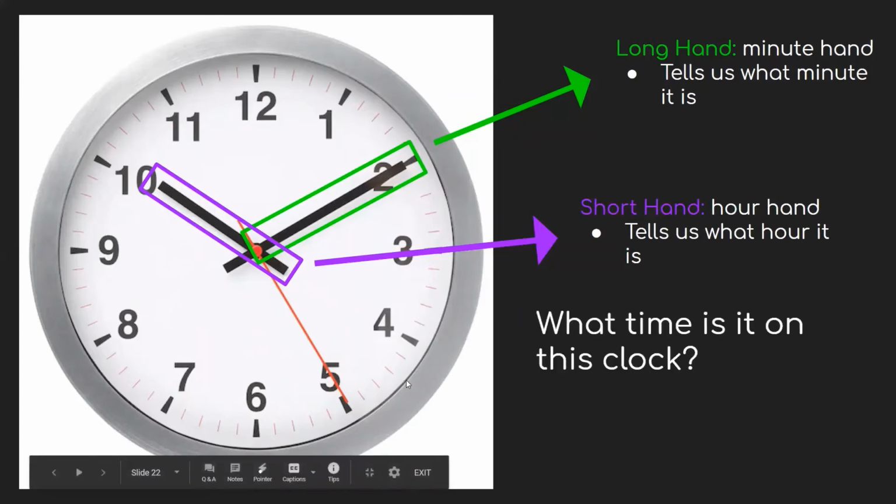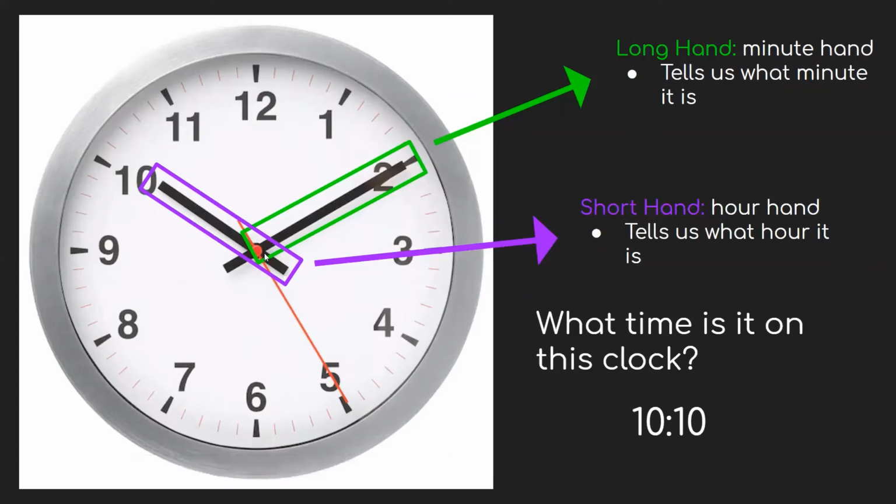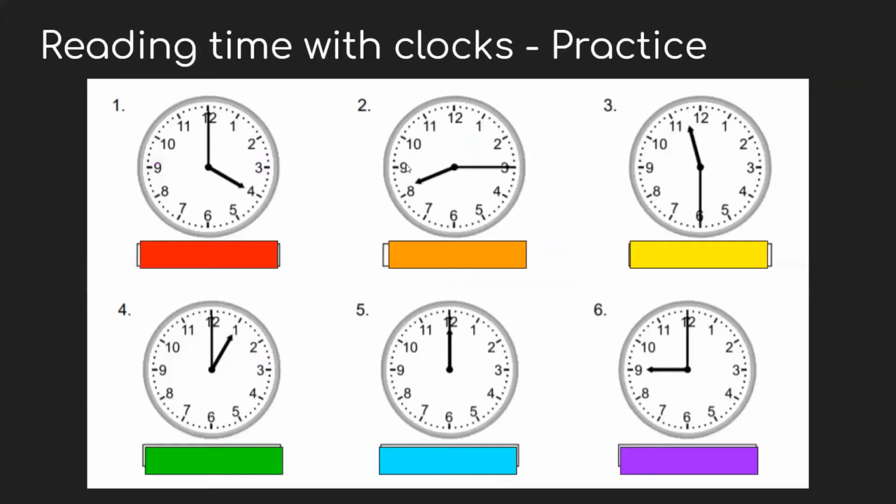So what time is it on this clock? It's 10:10 because the hour hand is pointing to the 10 and the minute hand is pointing to the 2, and 2 times 5 is equal to 10. Let's do some practice problems. Take your time to pause this video and try to solve these 6 problems, and then we'll go over the answers. So for number 1, we have the hour hand pointing at 4 and the minute hand pointing at 12, which would give us the time 4 o'clock.